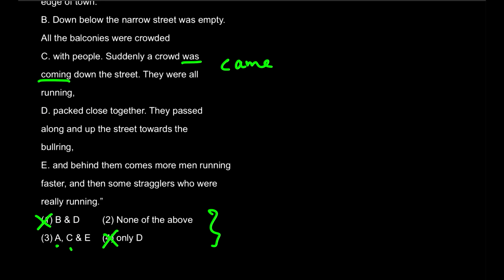Now be very very clever. अगर आप डी में कोई गलती खोज के निकाल लेते हो, so the answer will be none of these, और अगर नहीं निकाल पाते तो चुपचाप ऑप्शन 3 को मार्क करके आना है. So continue. They were all running packed close together. They passed along and up the street towards the bull ring. कोई mistake नहीं है इसमें, and therefore option E will have to be wrong.